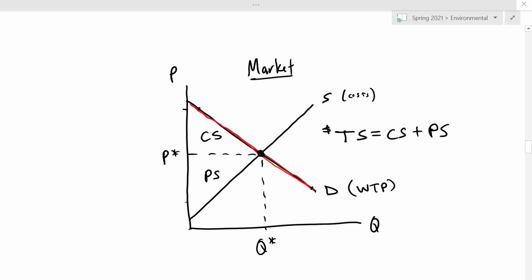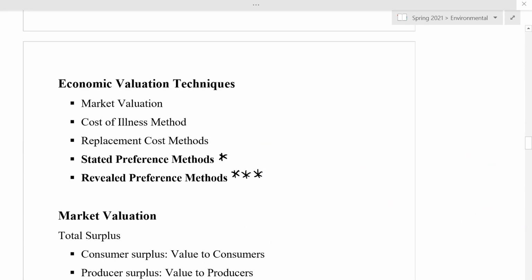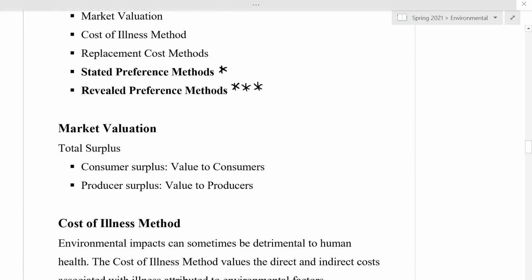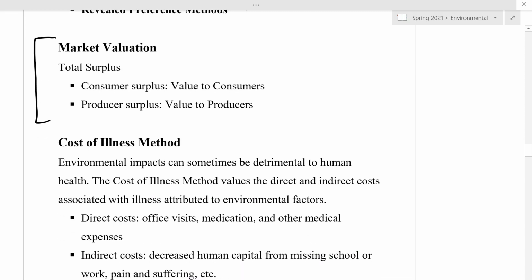And ultimately, if we have market data, we use that and we just calculate consumer and producer surplus and we're done. That's sort of optimal, but when we can't do that, this is what we are seeking to replicate. So that's what we're going to be basing all the rest of these analyses on. So just keep that in the back of your mind.